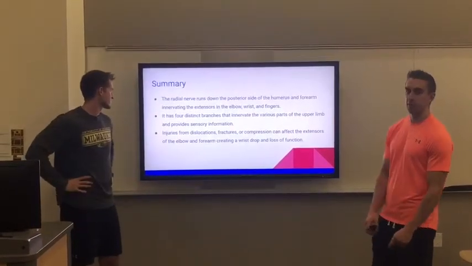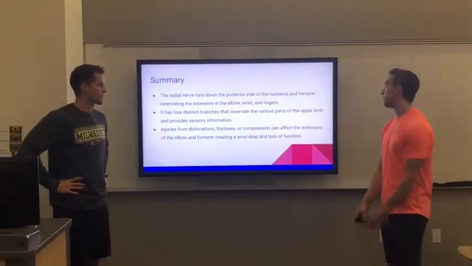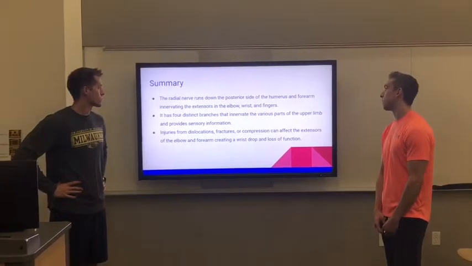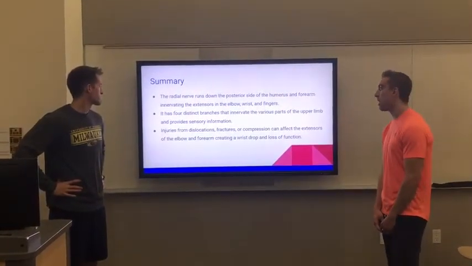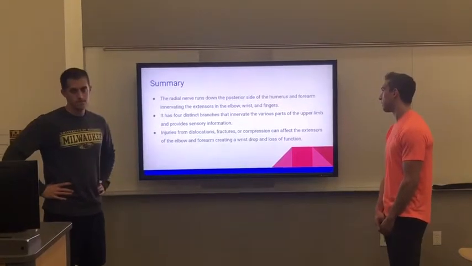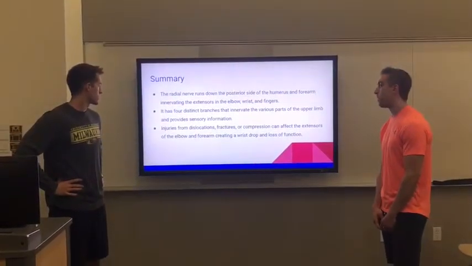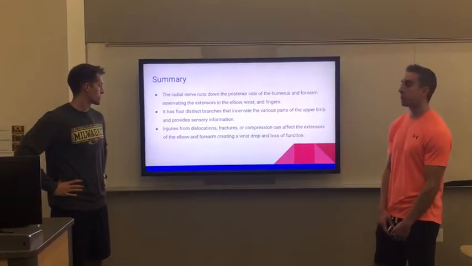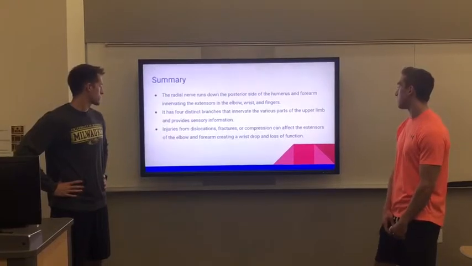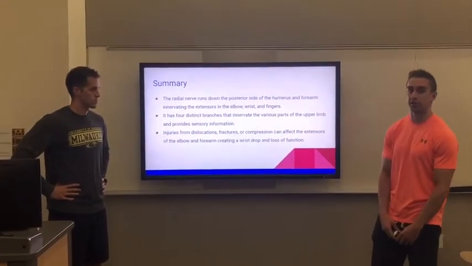And just to summarize what we talked about today, the radial nerve runs down the posterior side of the arm towards the humerus and forearm, and then innervates the extensors of the elbow, the wrist, and the fingers. It has 4 distinct branches that innervate various parts of the upper limb and provide sensory information all through that area. And then it's commonly injured from dislocations, fractures, compression injuries, and it can affect extensor muscles of the elbow and forearm, creating wrist drop and loss of function like Michael talked about.